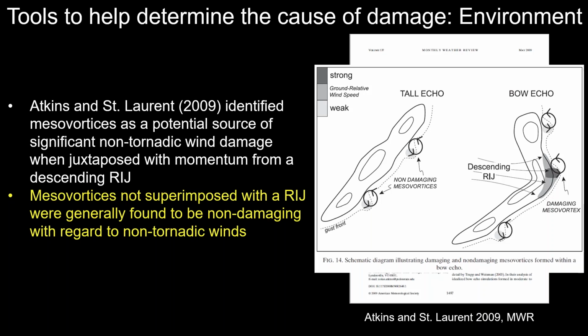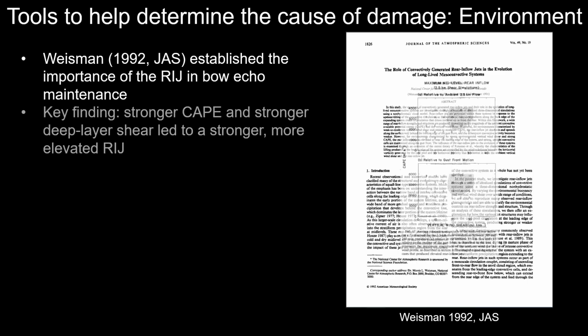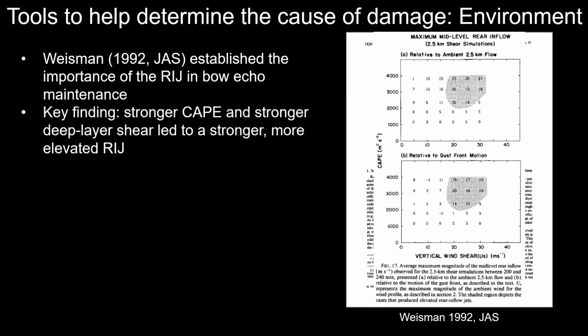And this is supported by additional studies by Trapp and Weisman and observations by Wakimoto also from the VORTEX-SE field campaign. So if we go back to what causes our rear inflow jet, and how we might be able to forecast rear inflow jet strength, this goes back to some of the follow-up work from RKW theory. So this is a paper from Weisman in 1992. And a key finding from Morris Weisman's paper is that stronger CAPE and stronger deep layer shear in his modeling simulations led to a stronger and more elevated rear inflow jet, right?